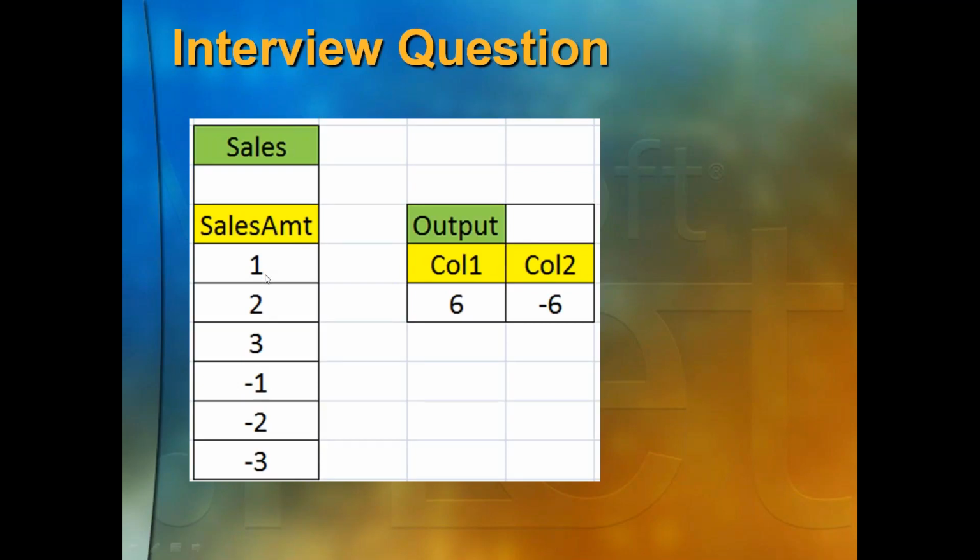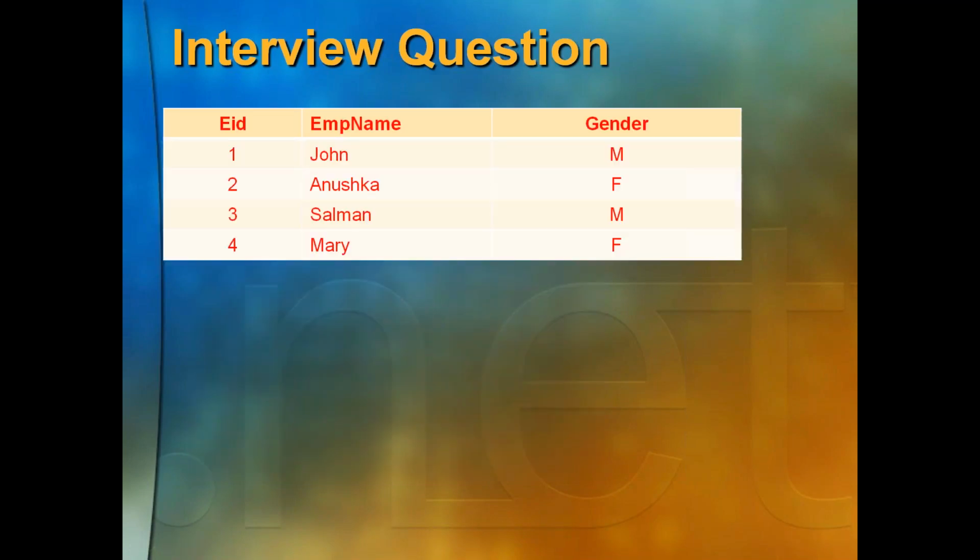And one more interview question I'll tell you. They ask like this. That is 1, 2, 3, -1, -2, -3. They want to have in column 1 the sum of positive numbers. In column 2, the sum of negative numbers. If you say sum of sales amount, you'll get 0. Why? 1 -1 0, 2 -2 0, 3 -3 0, right? If you say sum of sales amount, you will get 0 as an answer. But what the interviewer wanted is that positive numbers should be summed up and displayed like this, and the negative numbers need to be summed up and displayed in the second column. You also try this interview question, and tomorrow you come.